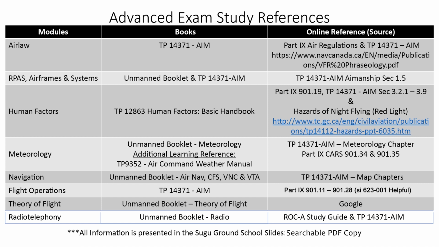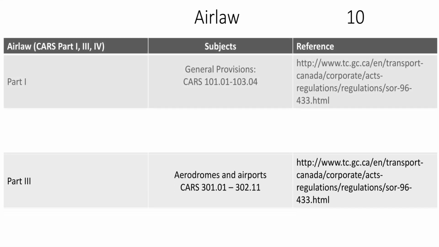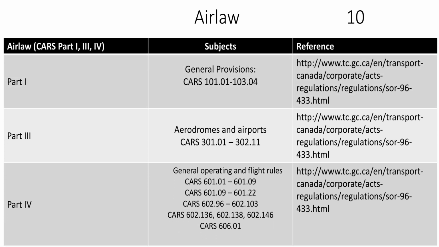In further summarizing our modules, the exam has 8 sections, which include Air Law, RPAS, Airframes and Systems, Human Factors, Meteorology, Navigation, Flight Operations, Theories of Flight, and Radiotelephony. For Air Law, the General Aviation Regulations, which include CARs Part 1, 3, and 4, need to be studied.